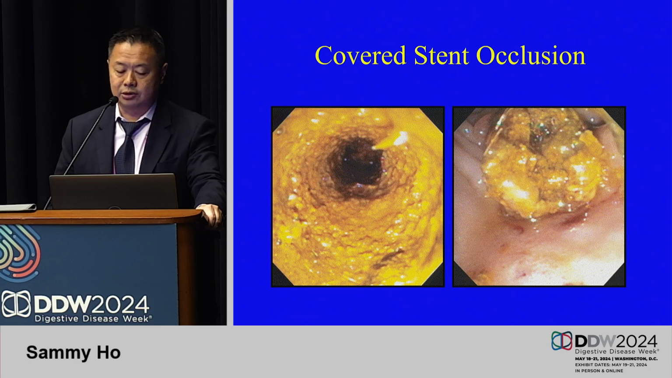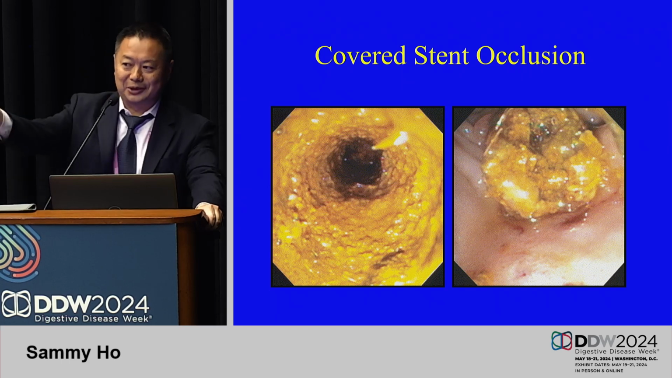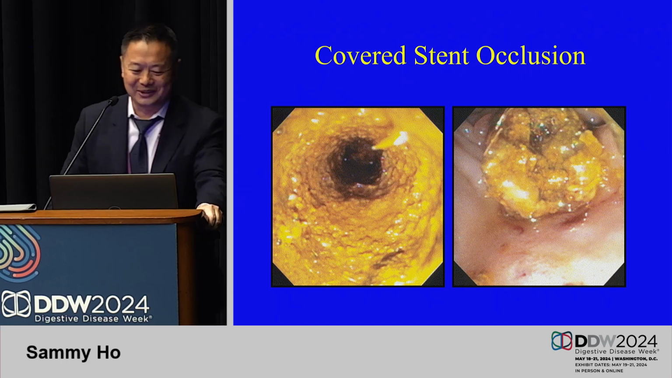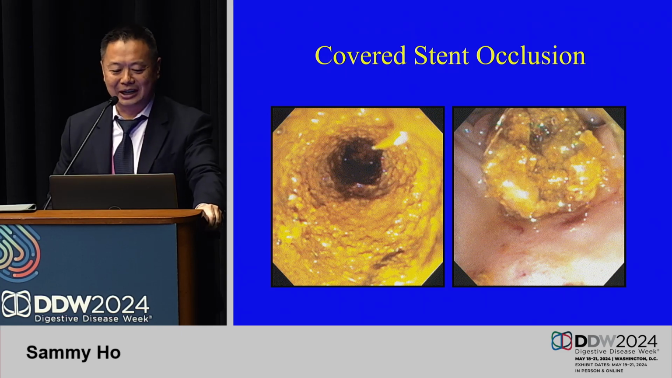In uncovered stents, you're talking about tumor ingrowth as the cause of stent occlusion. Now I'm getting nervous because Michel Kahaleh is here. Oh, thank you very much. He's the godfather of biliary stenting, not because he's older, just because he's that good. Okay. For covered stents, the mechanism is more like sludge occlusion.